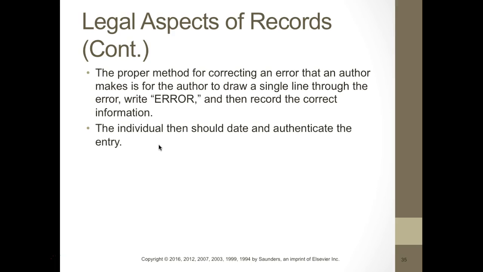So if you accidentally grabbed someone else's chart and you wrote in patient tolerated procedure well, called nurse on floor, patient transporting back, and you sign it, and then you realize, oh my gosh, that's the wrong patient, I did a CT on that patient. So you'd put a line through it, you'd write error, and you'd sign and date it.